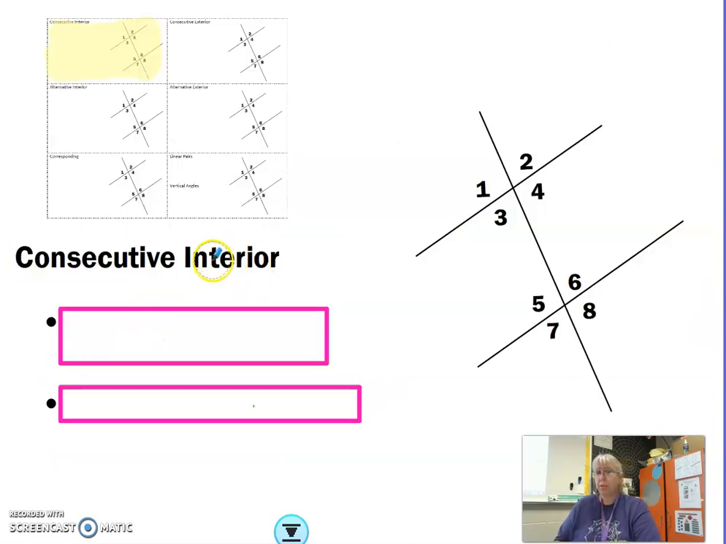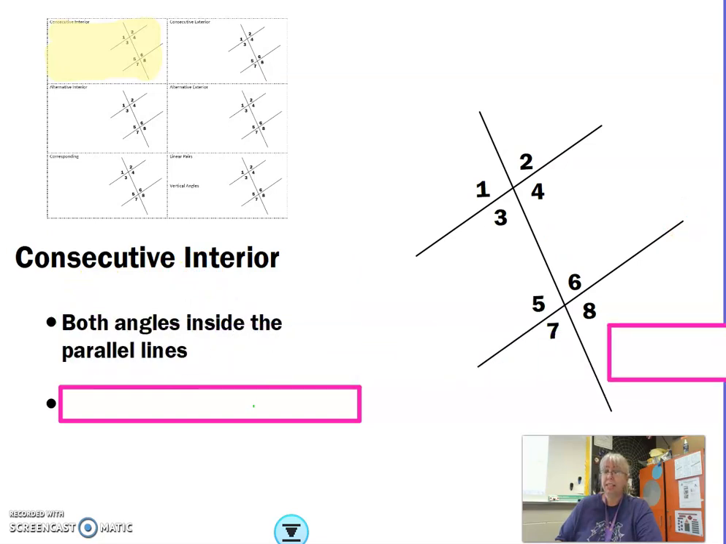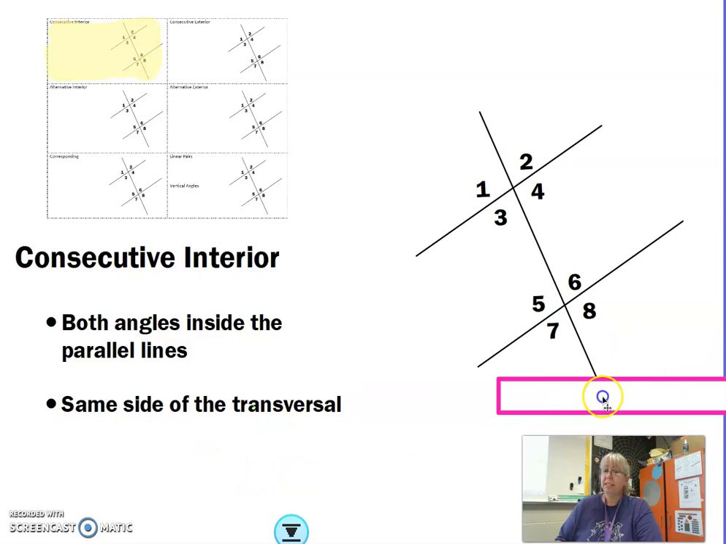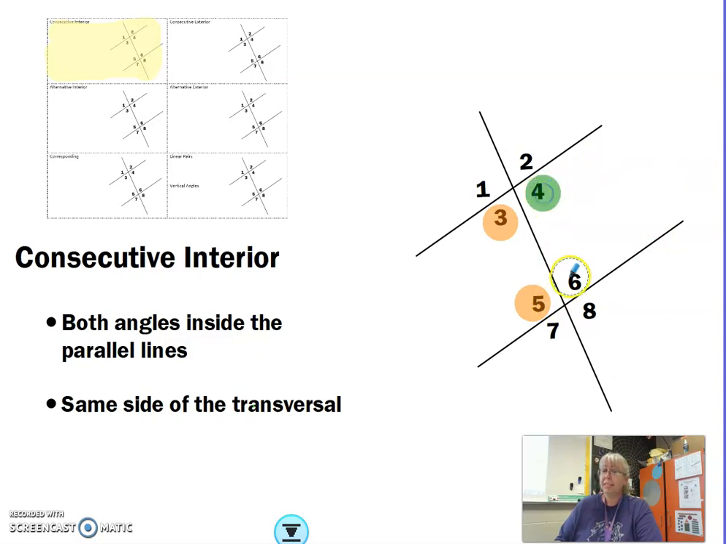If they are both interior, we have what's called consecutive interior angles. These are the angles that are inside the parallel lines and on the same side of your transversal. Angles 2 and 5 are consecutive interior angles. Angle 4 and 6 are consecutive interior angles.